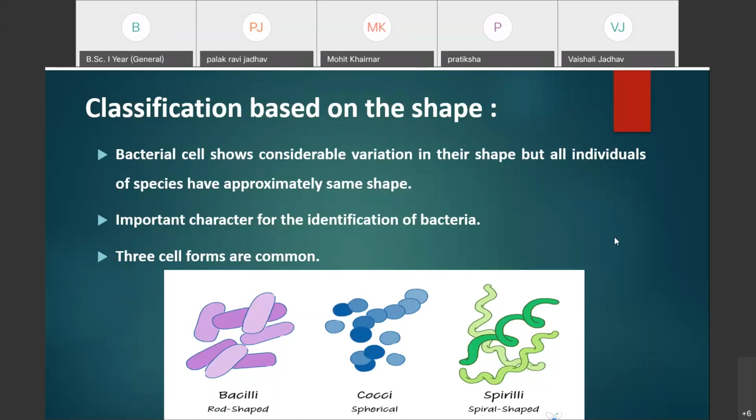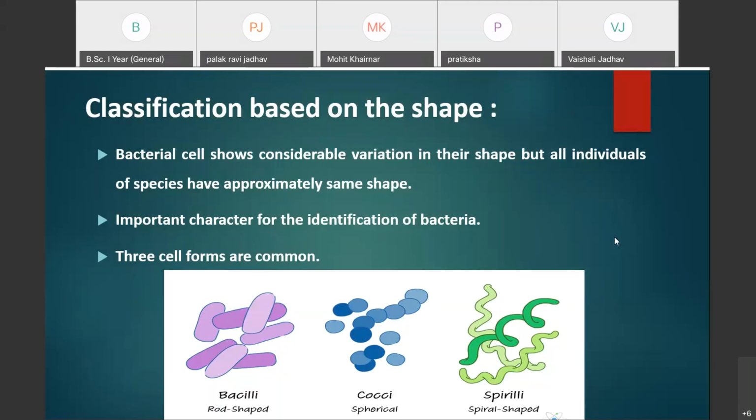The shape of the bacteria is considered an important character for the identification of bacteria. Of these, the major morphological groups are here. I have mentioned three cell forms that are common to the bacteria, and depending upon the shape, the bacteria are placed into morphological forms. The first one is the bacilli.